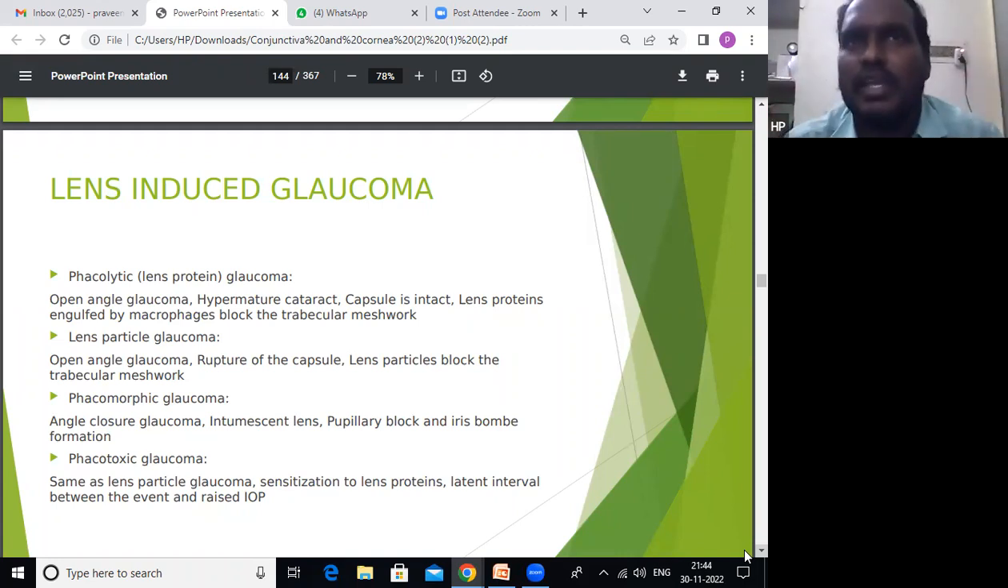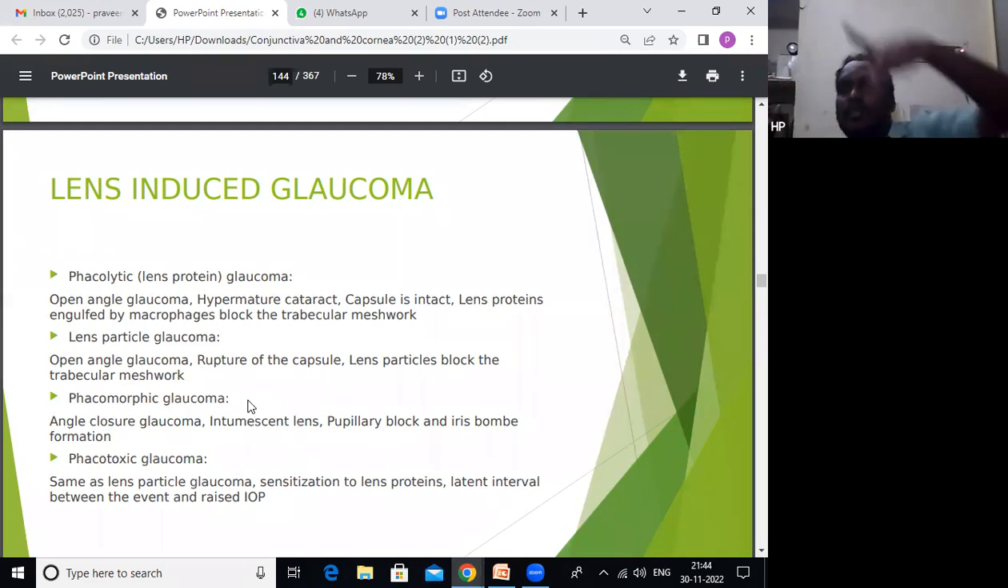What happens? It pushes the iris forward. Once the iris is pushed forward suddenly, it blocks the angle. So there's an angle closure. This is happening because of the change in the morphology of the lens. It's called phacomorphic glaucoma. See here? In phacomorphic glaucoma, you have an intumescent lens, you have the pupillary block, you have iris bombe formation. This results in angle closure. So now you understand? There's a change in the morphology of the lens, that means the lens will become intumescent. There's forward pushing of the iris, resulting in the formation of iris bombe, and then there's closure of the angle. This is an angle closure glaucoma.